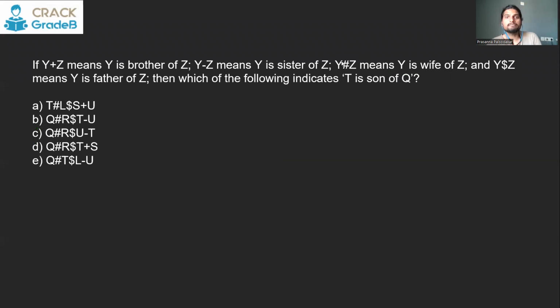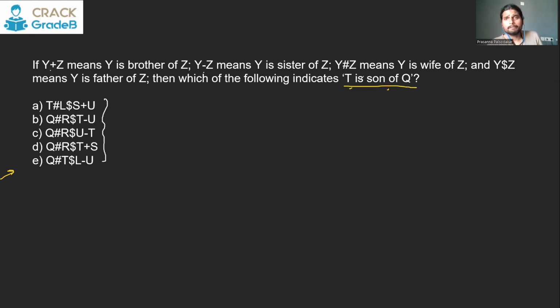Now, there are certain times the question is in another language as well, in terms of symbols. It says Y plus Z means Y is the brother of Z. Minus means Y is the sister of Z. Hash means wife of Z. Dollar means father of Z. And the question asks which indicates T is the son of Q. Of course, you have to go through all the options. If the answer is early, your time will be saved. If it is in the last, then your time will be wasted. But what can be done? The only thing you can use is that T is the son of Q.